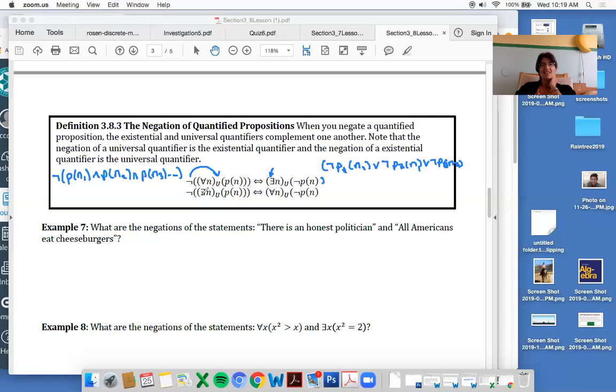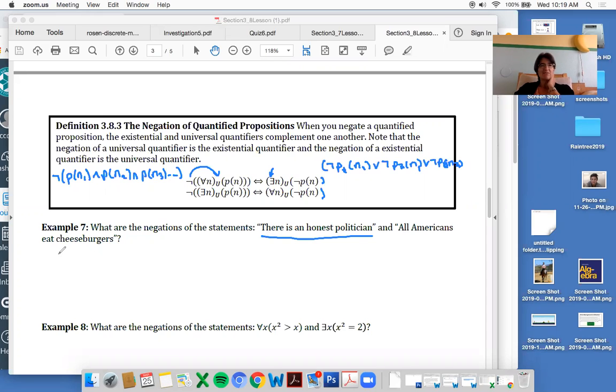And if you negate the existential, same idea with De Morgan's law, it's going to turn into a universal statement of the negation of the proposition. Okay, so let's look at example 7 here. Let's translate "there is an honest politician" and then negate it.